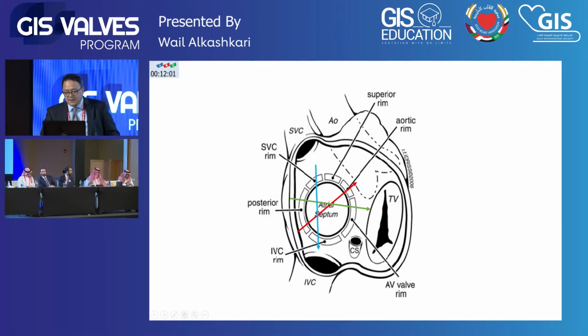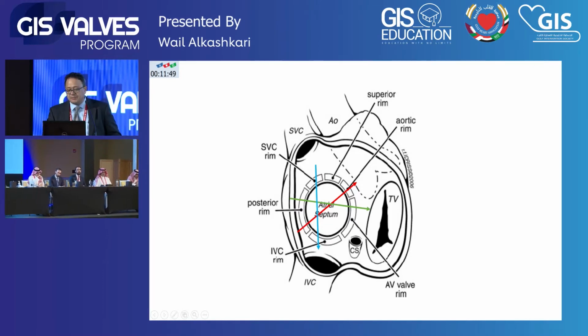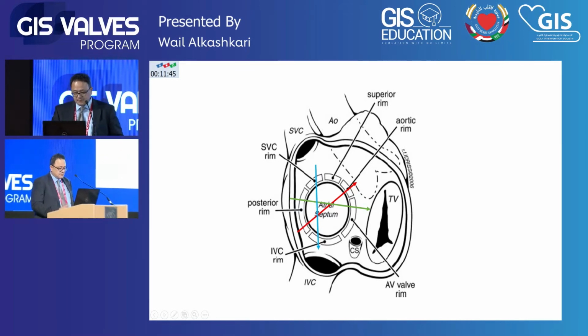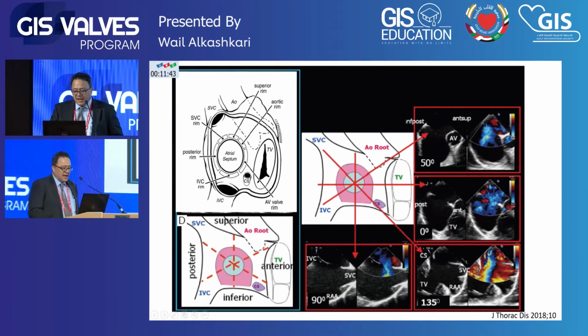So this rim, I want you to remember it, and for the fellows, the superior rim and the aortic rim are the site of the erosion, because the roof of the atrium is not supported by any tissue. Here is supported, here is supported, here is supported, but this part usually is free, and this is the site of the erosion. So this is the IVC.